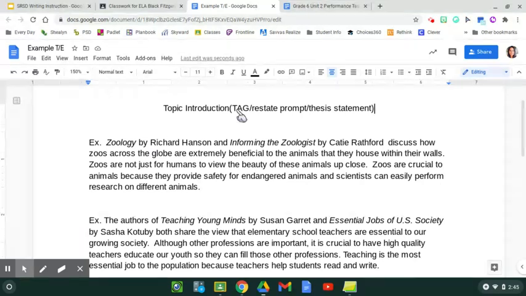I see the title of both texts, Zoology and Informing the Zoologist. I see the author of both texts, Richard Hansen and Katie Rathford. And I see the gist of both texts. Both texts discuss how zoos across the globe are extremely beneficial to the animals that they house within their walls. Both texts do that. So I have the tag. Tag is good. Done. Check. Let me highlight that so I know that that's done.